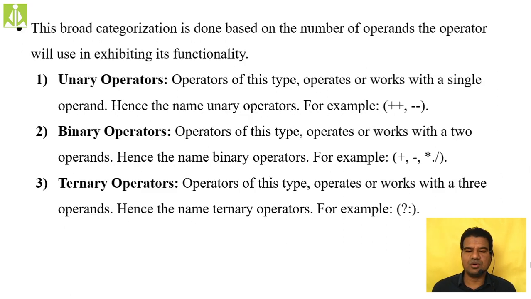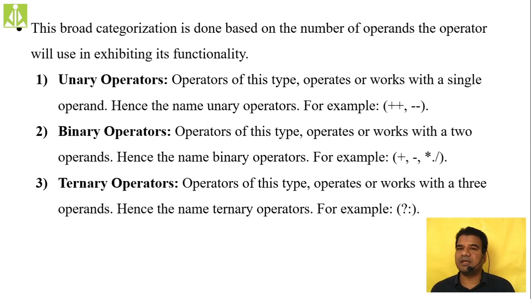Okay, so we have seen the definitions, the meaning of those operator categories: unary, binary, and ternary. There is another type of categorization in operators based on their behavior. This categorization, unary, binary, ternary, is based on the number of operands they use.